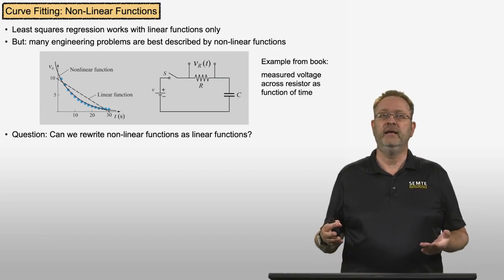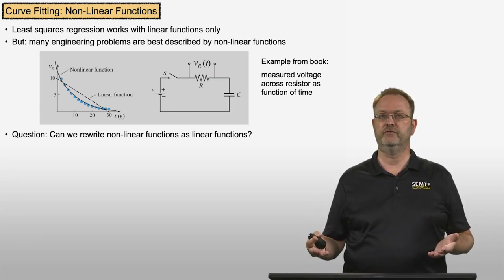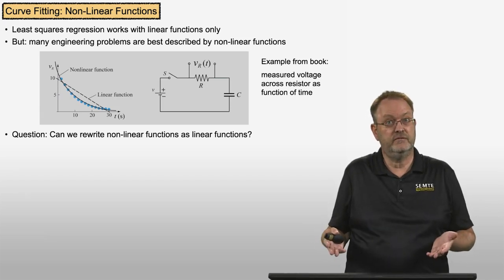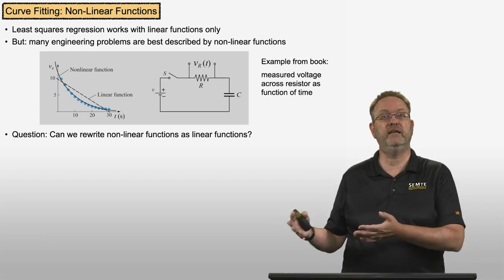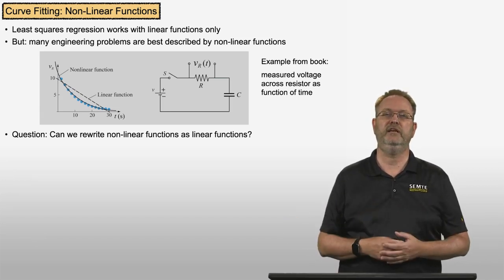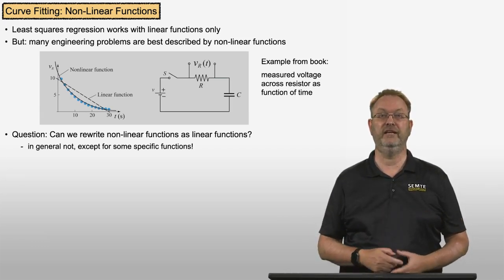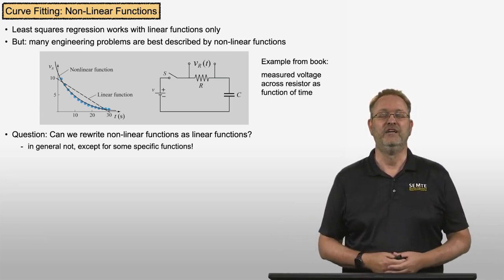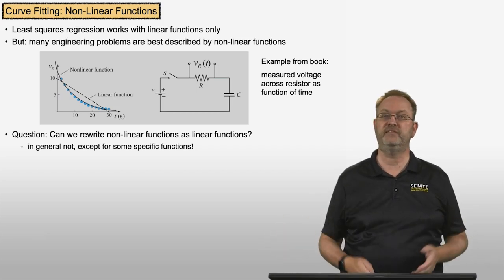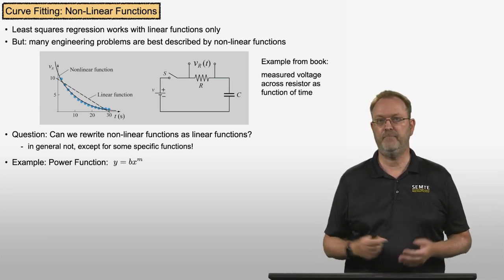So the question is, can we rewrite nonlinear functions as linear functions? Because if we can do this, then we can use linear least squares regression to fit the linear version of the nonlinear function and then just transform the result back into the nonlinear form. So in general, that doesn't work, except for some very specific functions. Here's one example where this will work, a power function.